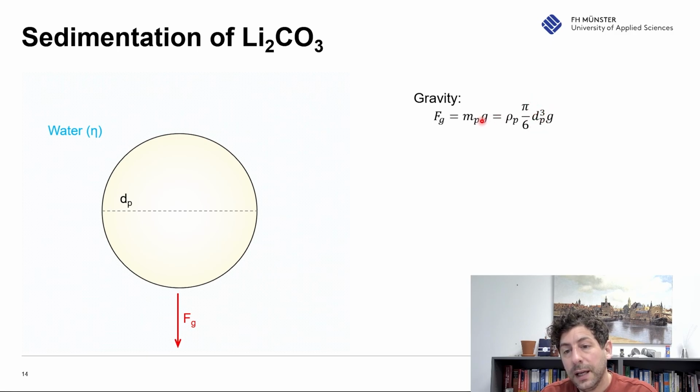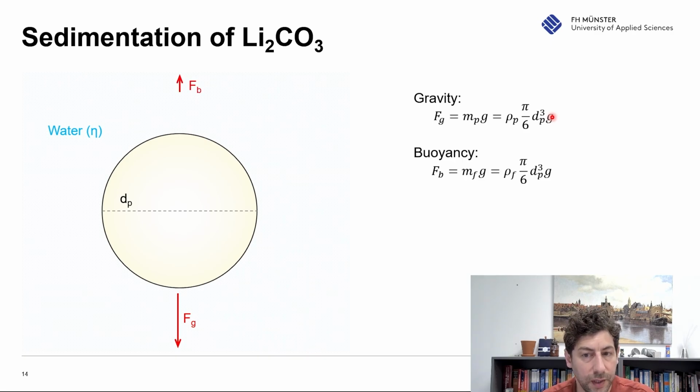And to get the mass, because this is the volume, we have to multiply the volume with the density of the particle. And then we have the mass, right? Mass is density of the particle times volume. Volume is pi divided by 6 d cubed, and then times g. That's the gravity. And then we have a counterforce to the gravity, and the counterforce to the gravity is the buoyancy.